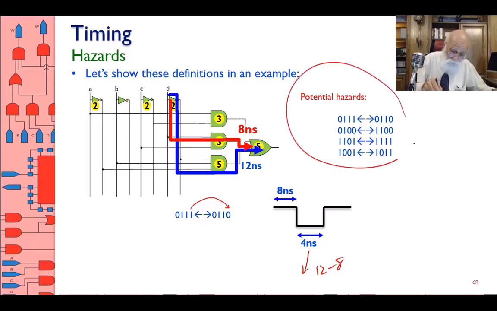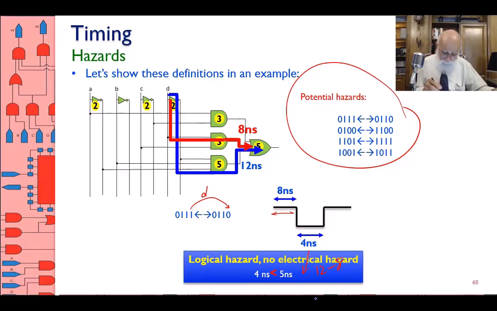So these are potential hazards. Of these potential hazards, you have to take each one individually and come up with the logical hazards, if there are any. And then the logical hazards give you these three pieces of information. First of all, D changes from 1 to 0. Then, how long after D changes the glitch begins, and what's the duration of the glitch. But then, the duration is 4 nanoseconds.